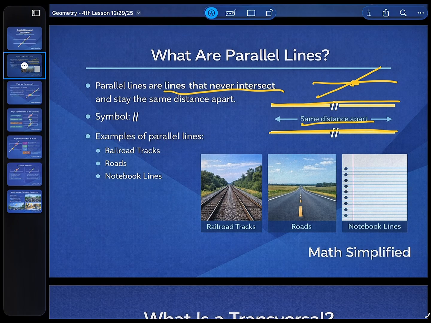So a symbol for parallel lines would be something like this. Think about it as two L's. And examples of parallel lines will be like railroad tracks, roads, notebook lines, since they're straight and they'll never intersect each other. So yeah, those are examples.